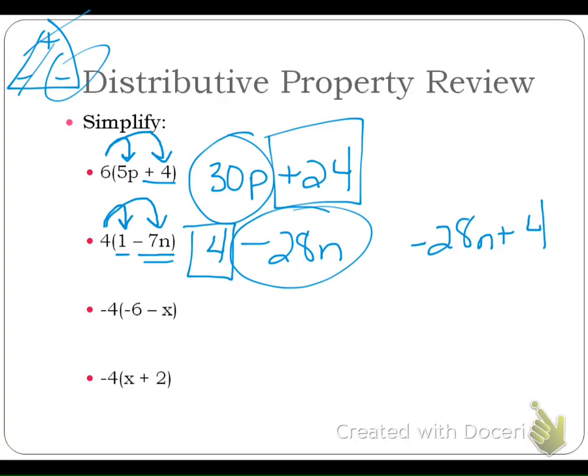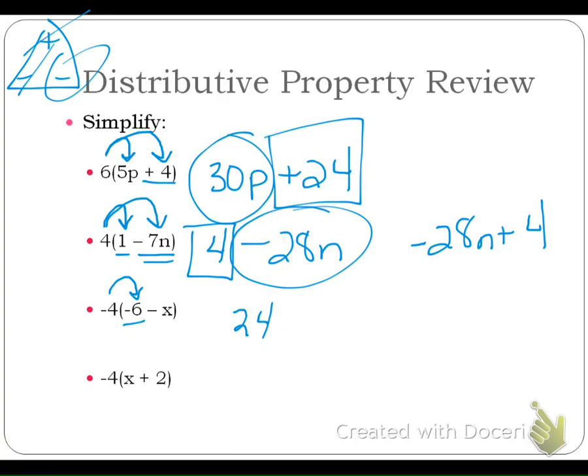Let's do the next one. Negative 4 times negative 6. Negative times a negative is a positive. 4 times 6 is 24. Now do not do this and then say negative 4 times negative x. Don't do that. Wait until after you've multiplied before you decide which sign to write.